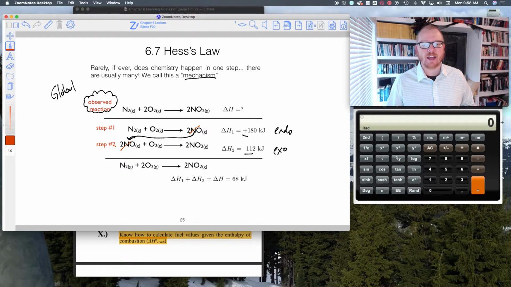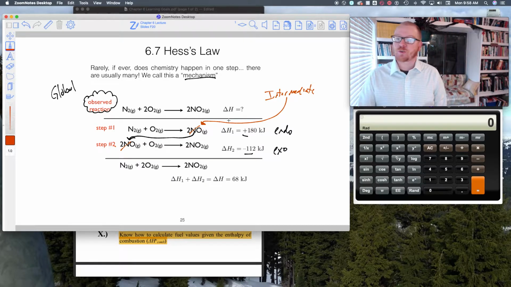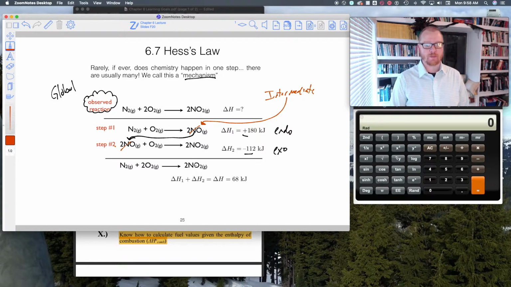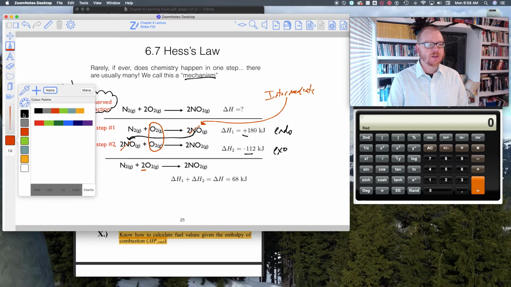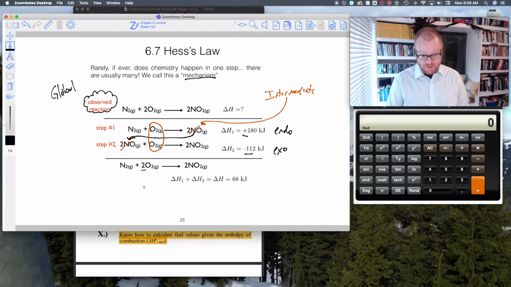So later on in Chem 110, we'll start to call this an intermediate. We're not going to talk about intermediates too much in this class, but it is a chemical intermediate. It appears in one step and disappears in another step. Okay. We also note that, look, there's two oxygens that get added up to give me my two oxygens right there. All right. And everything else follows down the line as we're adding these reactions together. And what we get is the main reaction.